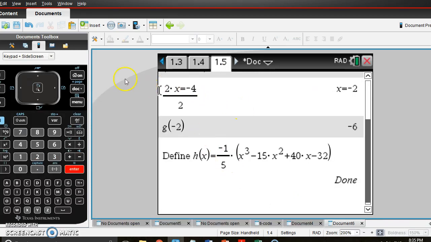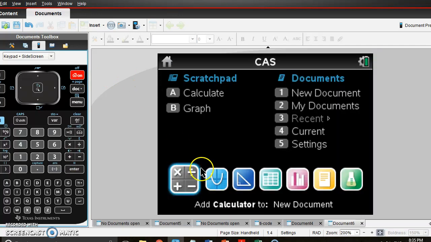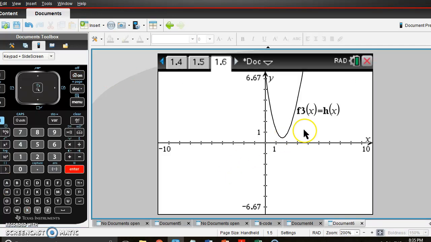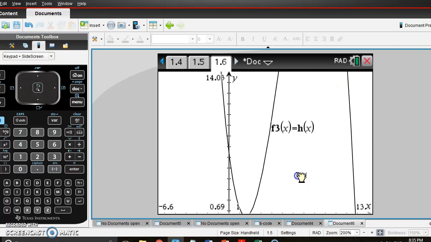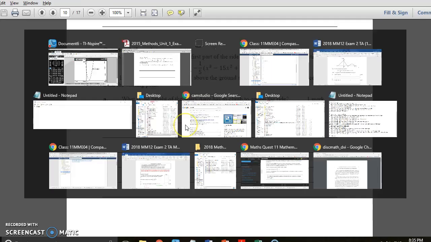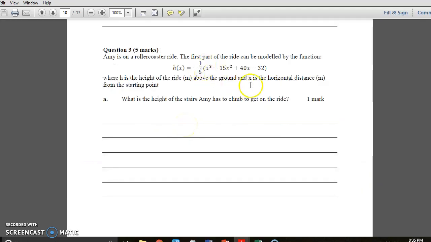So I think it's a good idea if you graph it. So let's go to this. Let's graph this thing, h of x. And here we have the roller coaster being modeled, and it's massive, but that's okay. Just check to make sure I've entered it correctly. Yep, okay, that's fine.